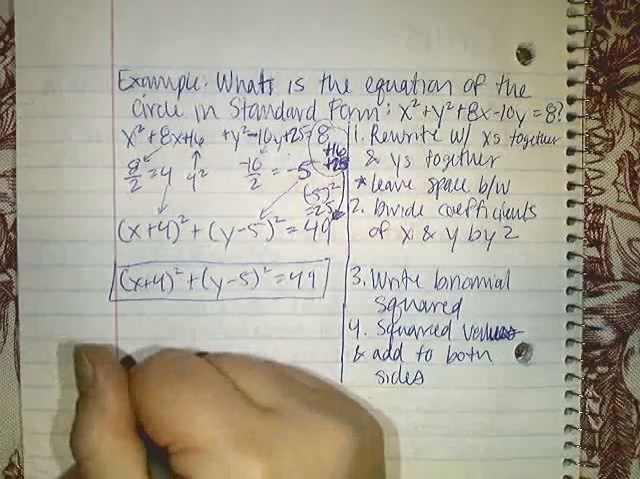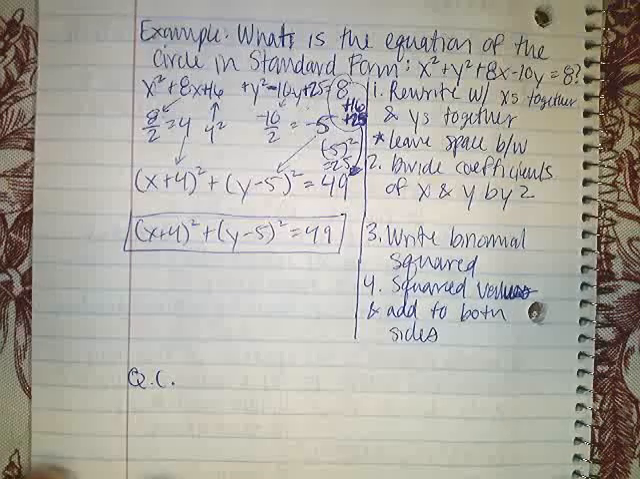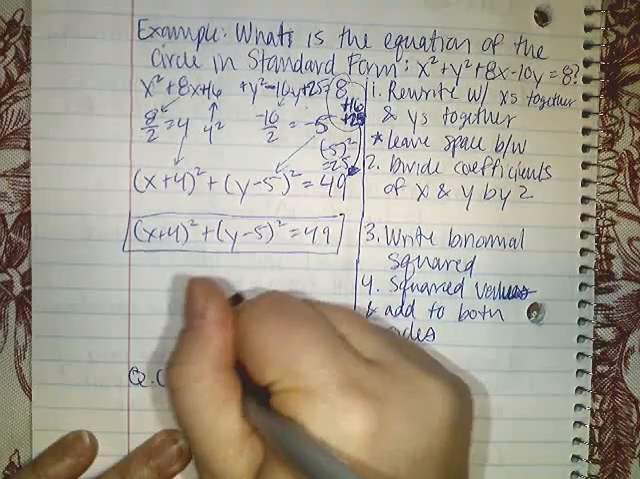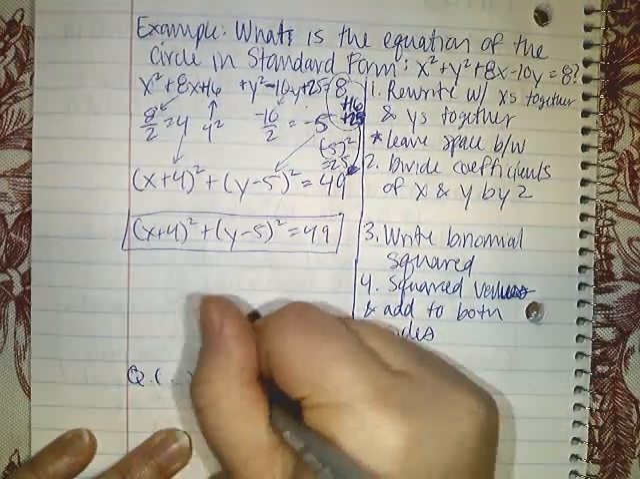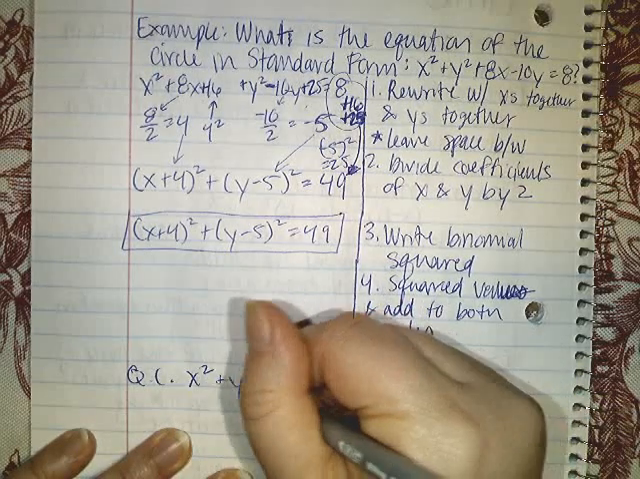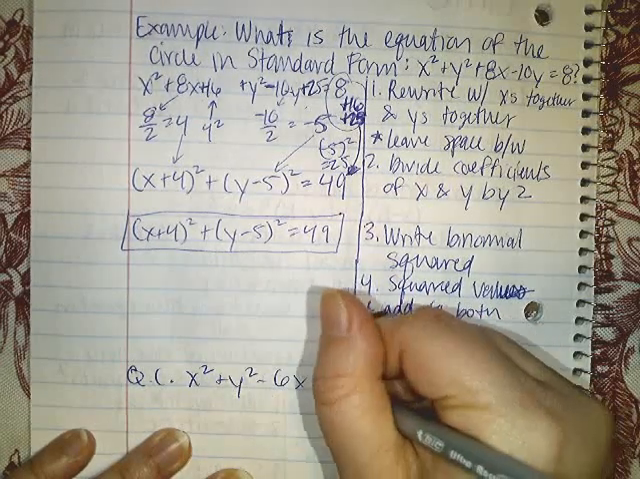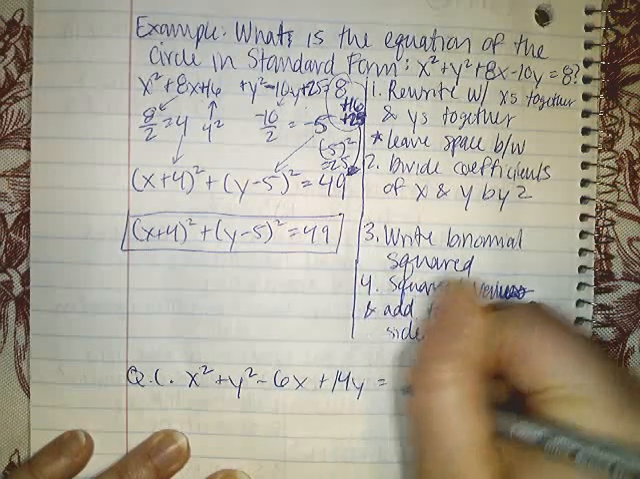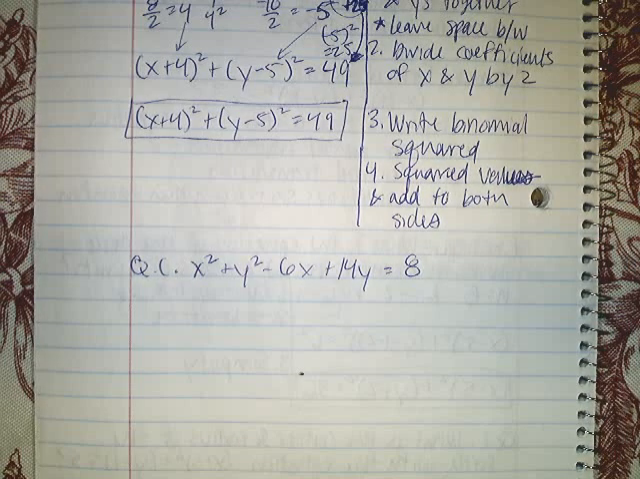We're going to do a quick check with it just to make sure it's as clear as possible. So again, I'm not going to write the whole problem, but x squared plus y squared minus 6x plus 14y equals 8. I want you to convert that to standard form. Try it on your own. Pause it if you need to. I'm going to go over it now.